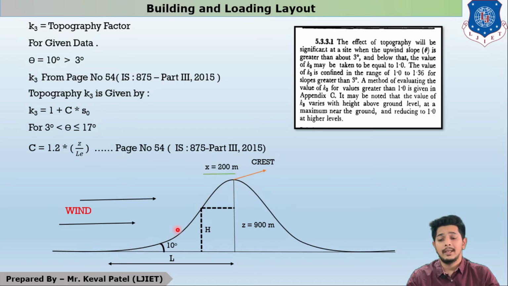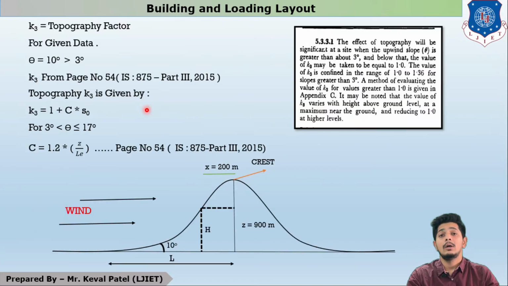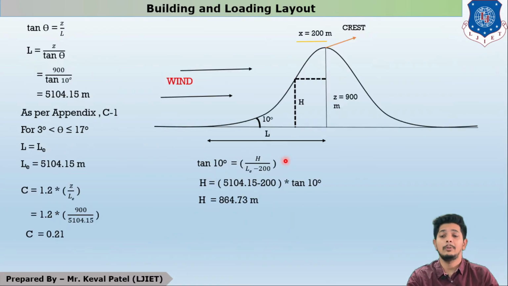So, the angle is making 10 degrees. So my Z will be 900 meters and L will be like this. So, how to find Z and L? Let us see this. Now, 900 meters is given in the problem, as well as one more data is given in the problem, which is 10 degrees.